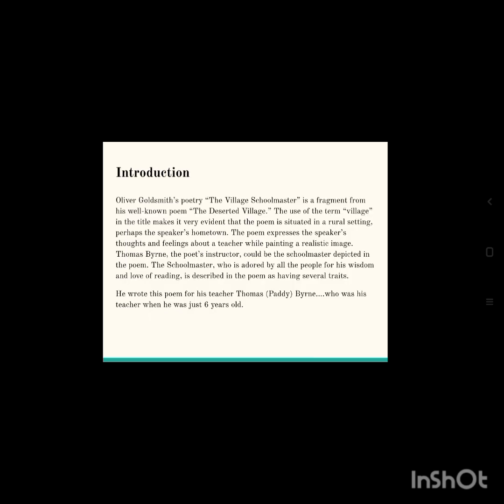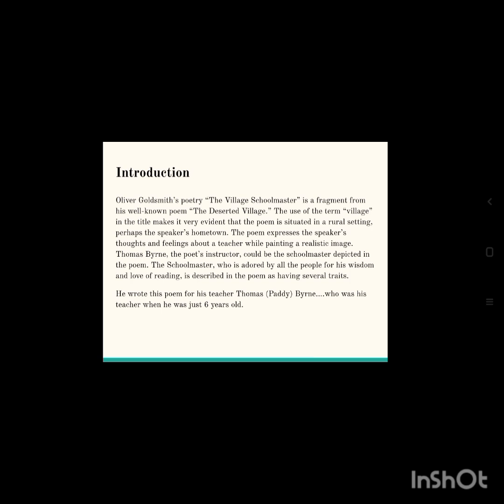Introduction, very important. I already told you that The Village Schoolmaster is a fragment from his well-known poem, The Deserted Village. It's a long poem, and our lines are a shorter version of that. The use of the term village in the title makes it evident that the poem is set in a rural setting, perhaps the speaker's hometown. The poem expresses the speaker's thoughts and feelings about a teacher while painting a realistic image of Thomas Byrne, the poet's instructor. Here you get to know the teacher's name for whom the poet is writing the poem.